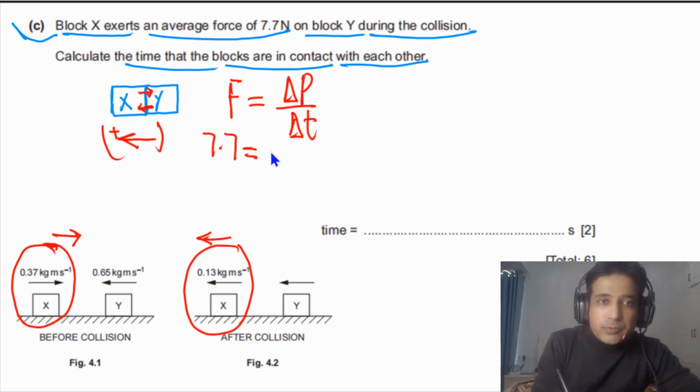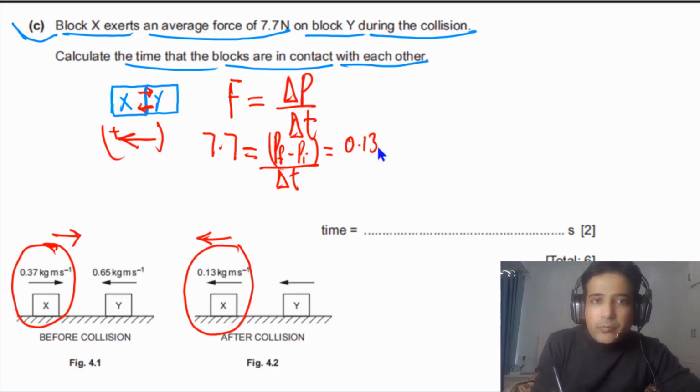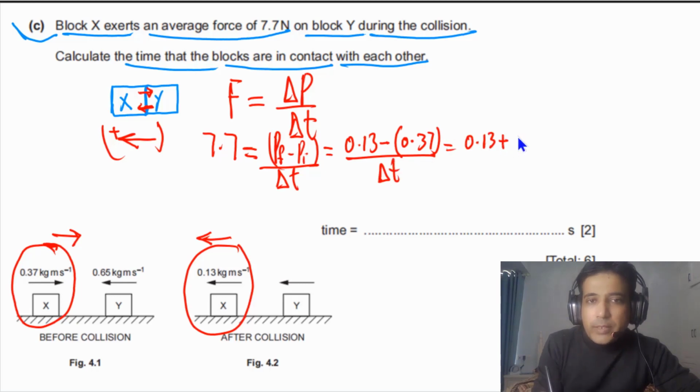So we need to calculate the change in momentum. In this case, this is our final momentum. So we can say P final minus P initial over delta T. A little bit in detail so you can get a better idea. We have P final, that is positive 0.13, and we have minus, and this momentum is negative because this is to the right, divided by delta T. So simply we can say this is 0.13 plus 0.37, since this is also negative, negative and positive, divided by delta T.